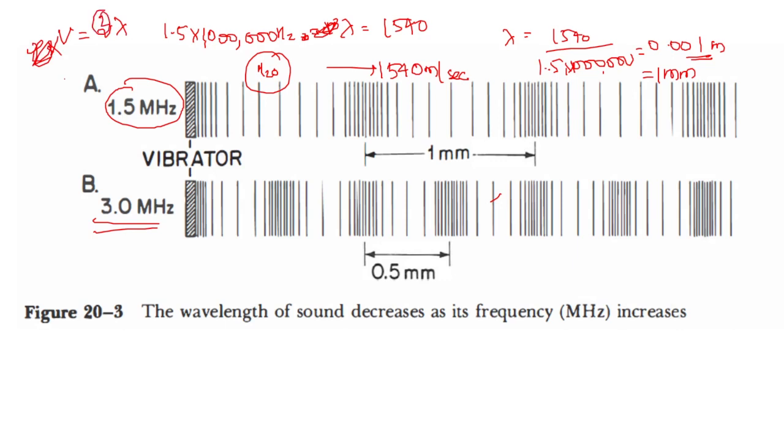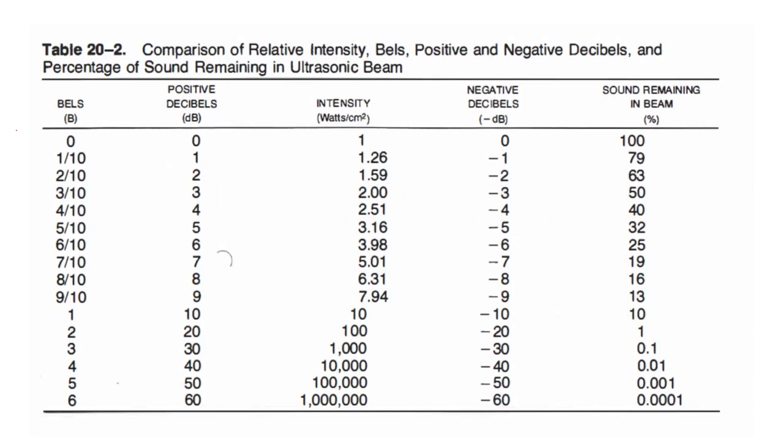Okay. Then the next property of sound is the intensity of sound. What is intensity of sound? Intensity of sound is also called loudness of sound. Intensity or loudness of the sound is the amplitude of oscillations of particles conducting the waves. So this figure will show intensity of sound and its relationship with bells.